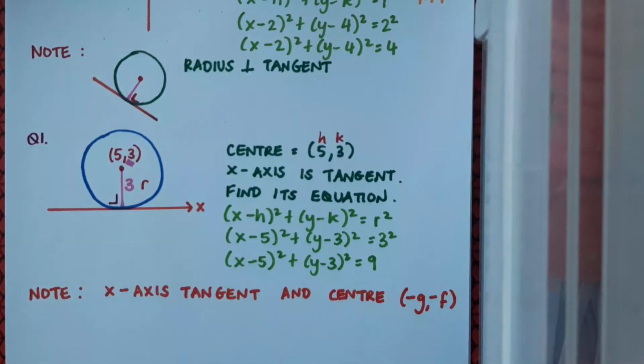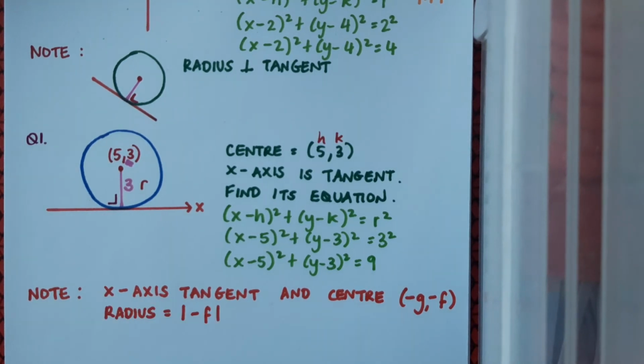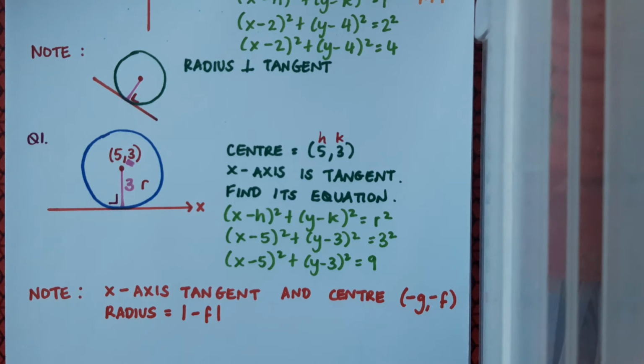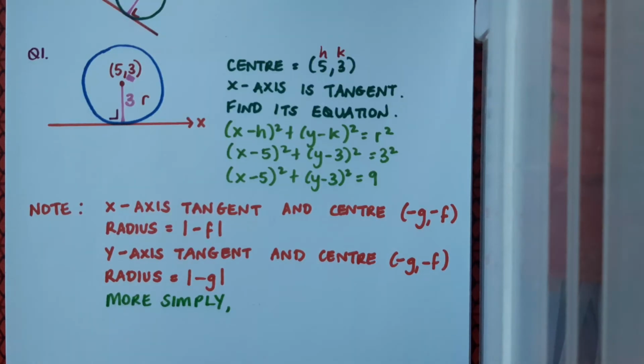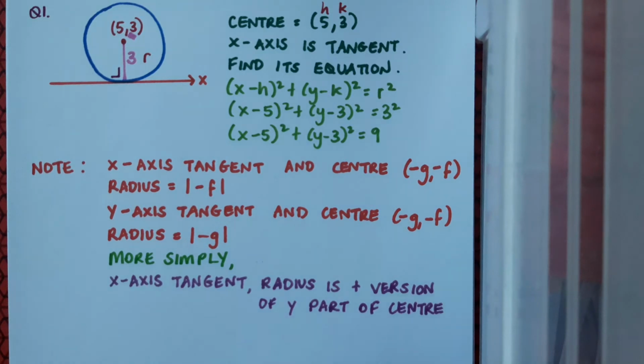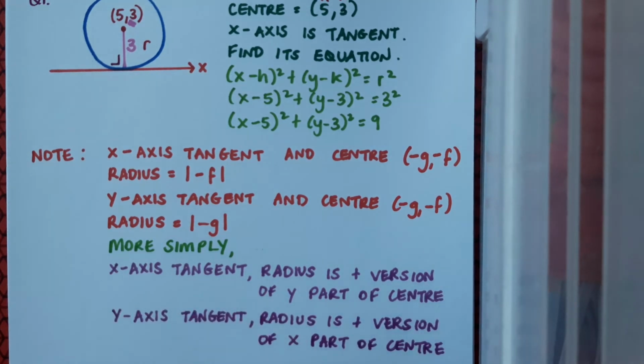It's useful to note that when the x-axis is a tangent and the centre of the circle is (-g, -f), the radius of the circle is equal to the absolute value of -f. And in the other case, where the y-axis is a tangent and the centre is (-g, -f), the radius is equal to the absolute value of -g. More simply put, if the x-axis is a tangent, then the radius is the positive version of the y part of the centre point. And when the y-axis is a tangent, the radius is the positive version of the x part of the centre point.